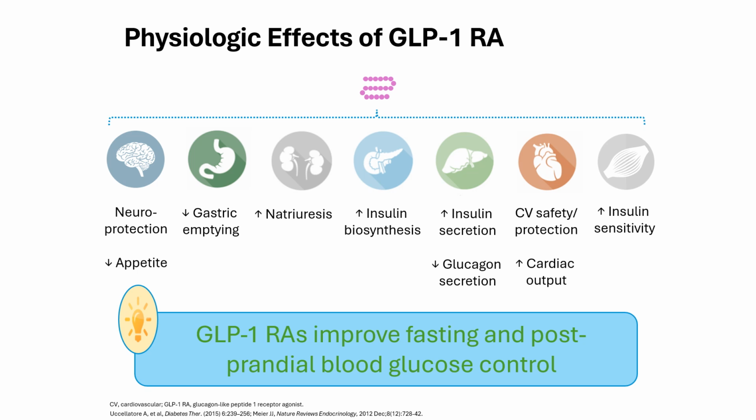It does increase natriuresis in the kidneys, and it does allow them to use their insulin better. It increases insulin secretion and decreases glucagon secretion, which is good because that's extra sugar, but it does have cardiovascular, renal safety. It will increase cardiac output, and it increases insulin sensitivity, so it allows them to use their own insulin a lot better. And the GLP-1s have improved fasting and postprandial glucose effects, particularly around the meals, right?